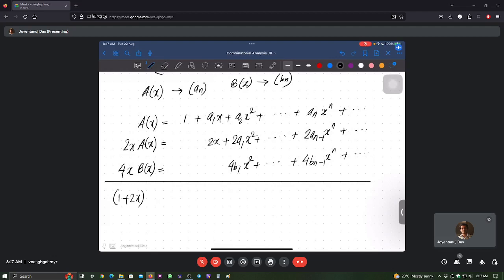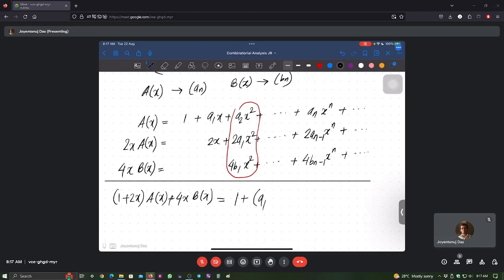Together we have 4x B(x). So this thing will have 1 plus the sum for n equals starting from x squared, right? We still have to write a1 plus 2x. So we can take the summation from here, 2 to infinity.